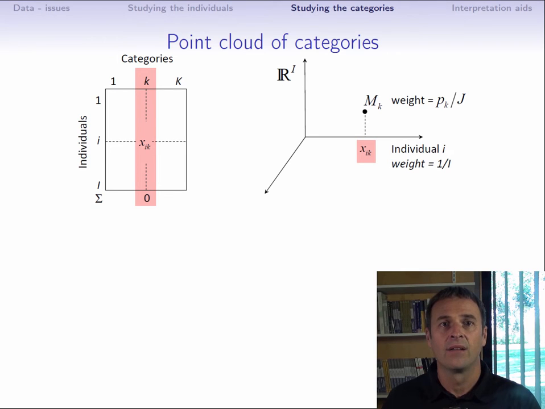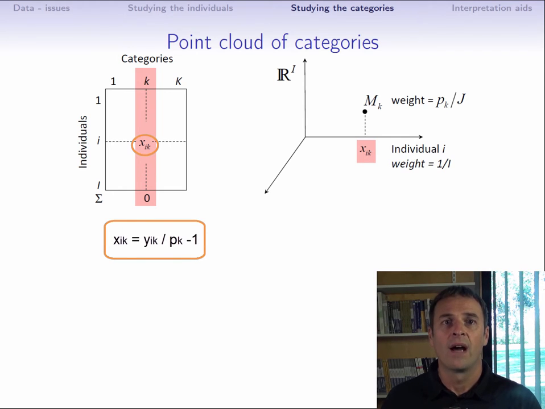In row i and column k, we have x_ik, which is equal to y_ik over p_k minus 1. Here, y_ik equals 1 if the individual is in category k and 0 otherwise. And p_k is the proportion of individuals in category k, and we subtract 1 to center each column. Let's look at the point cloud of categories, that is, for the columns.